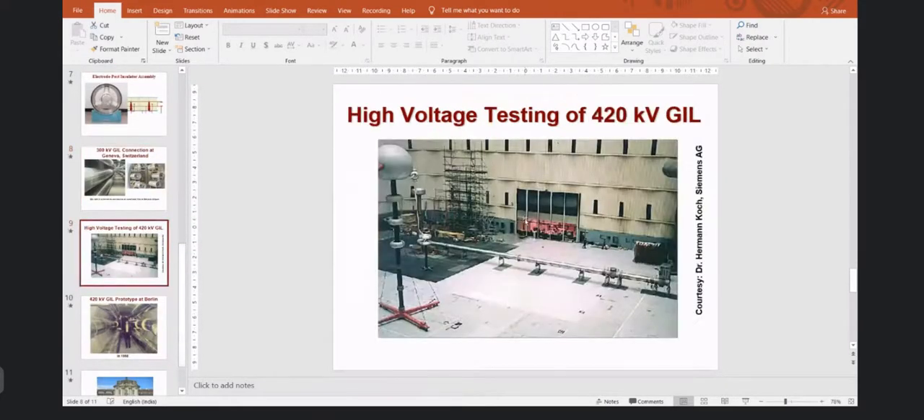This is the lab where I have worked, and testing is going on of a 420 kV GIL, again from Siemens, this photograph. So you can see the lab. It's such a fantastic lab, and you can see the horizontal on the floor is the GIL. So actual testing is going on. I told you that all the design prototype has been made, but then finally it has to be actually tested by applying the real life stresses.